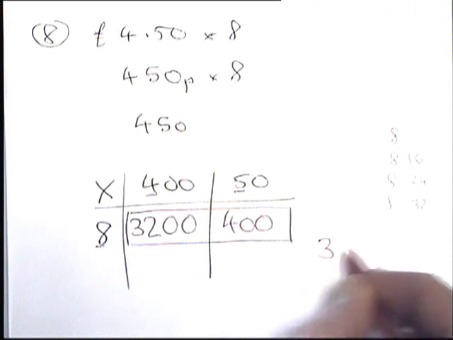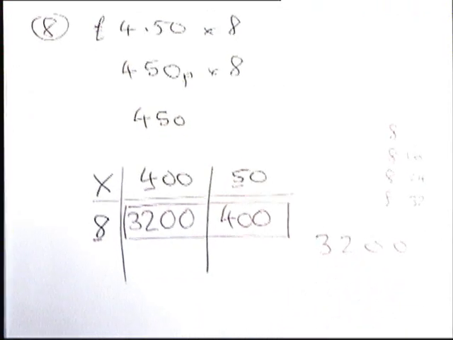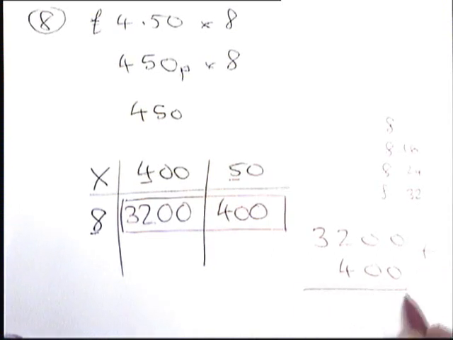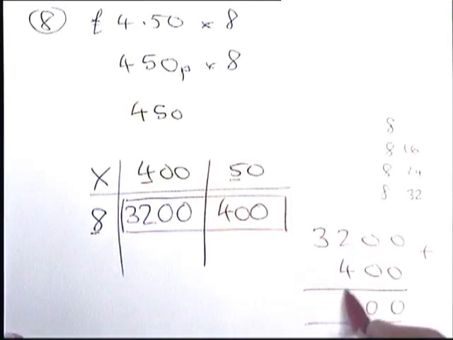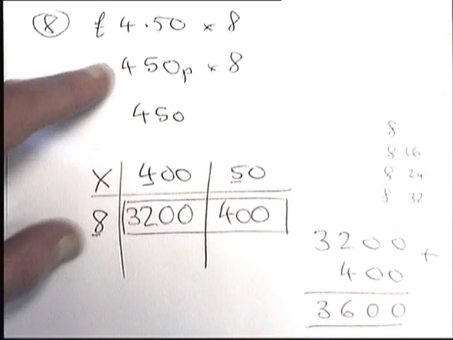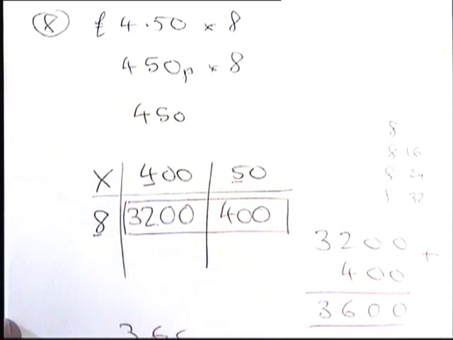Now what I need to do is add those two numbers together. The 3,200 and the 400. Make sure you line them up on the right. We're going to add these together. 2 zeros are 0, 2 zeros are 0, 2 and 4 make 6, and that 3 makes 3. So the answer to this question, because I changed it to pence, is 3600 pence.